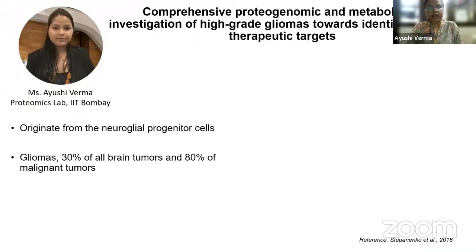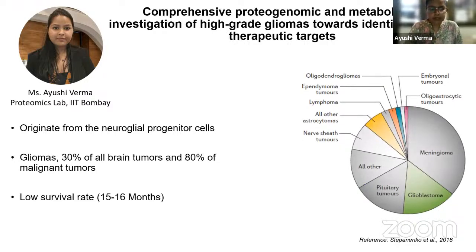Good morning, everyone. I am Ayushi Verma. I am also a PhD student in the Proteomics lab, and I'm the TA for the protein and gel-based proteomics course. My PhD topic is a comprehensive proteogenomic and metabolic investigation of high-grade gliomas towards identifying novel therapeutic targets. High-grade gliomas are tumors of the central nervous system, and glioblastoma, which is the grade 4 tumor, is the most commonly occurring tumor after the meningioma, as you can see here. This is the most lethal tumor, and we are working on identifying the subtypes within this heterogeneous tumor.